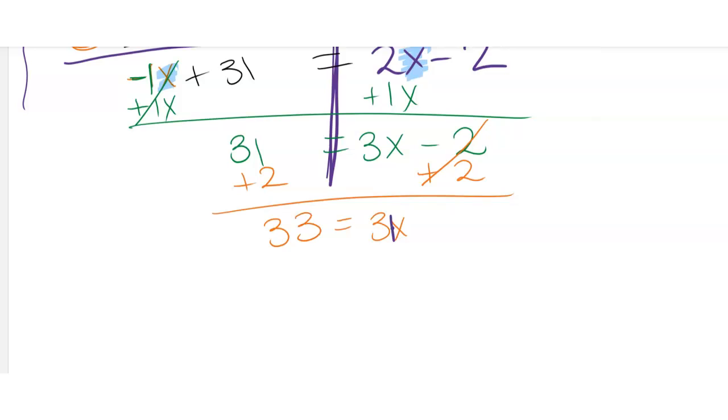And then the last step will be to divide by the coefficient, since it's the inverse of multiplication, and we get x is equal to 11.